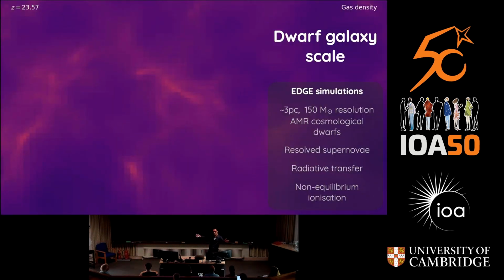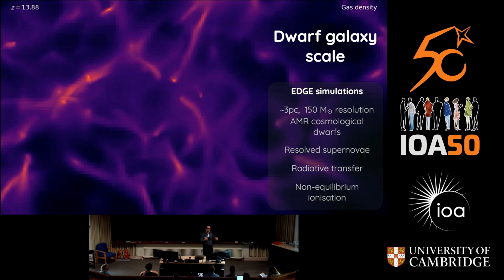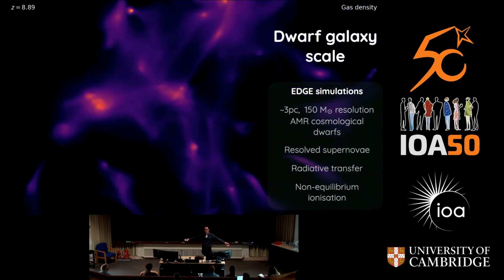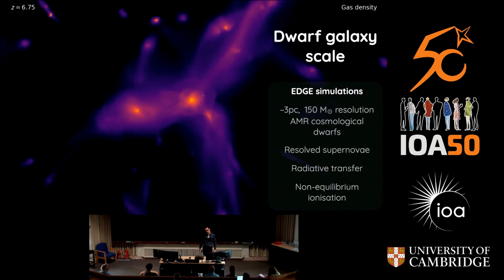I wanted to focus right down on the dwarf galaxy scale, where some of the most interesting effects take place. Here we have some very high resolution simulations. They're about 3 parsec resolution, so that you can actually resolve the interstellar medium. You can resolve the individual shock waves from individual supernovae going through the interstellar medium. They also run with radiative transfer, so that you can see the effects of the ionizing radiation coming from the individual stars and from the extragalactic background as well.